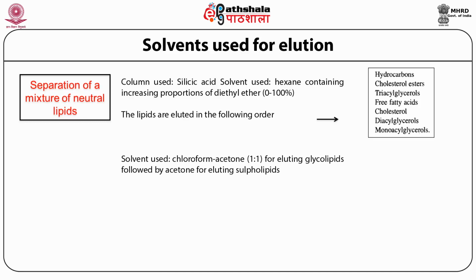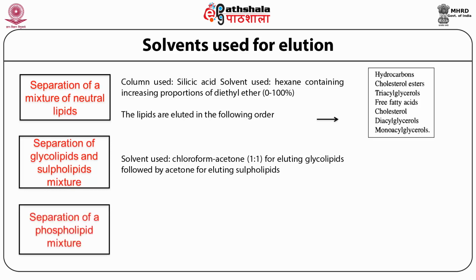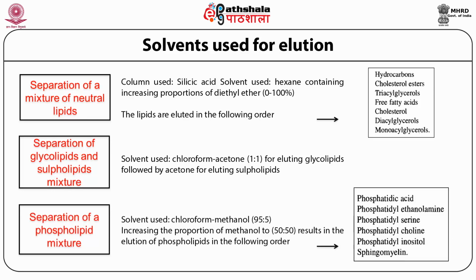If you're interested in separating a mixture of glycolipids and sulfolipids, then the preferred solvent system would be chloroform and acetone in a 1:1 ratio. If you have to separate a mixture of phospholipids, the preferred solvent would be chloroform and methanol in a ratio of 95:5. If you keep increasing the proportion of methanol to 50-50, it would result in the elution of phospholipids in the order as shown on the right side.